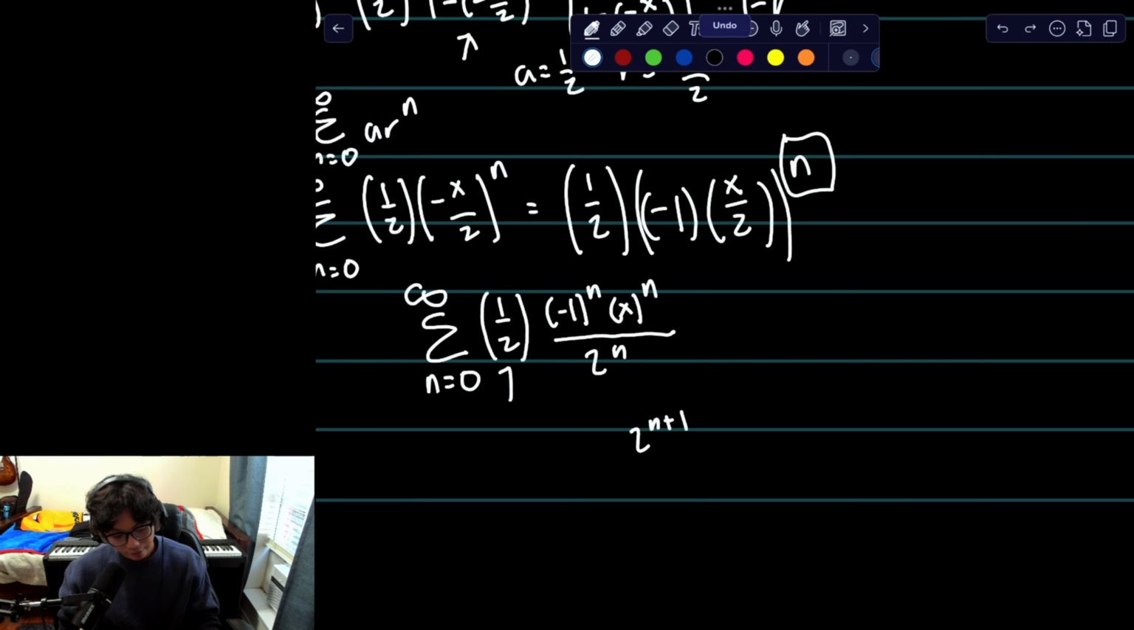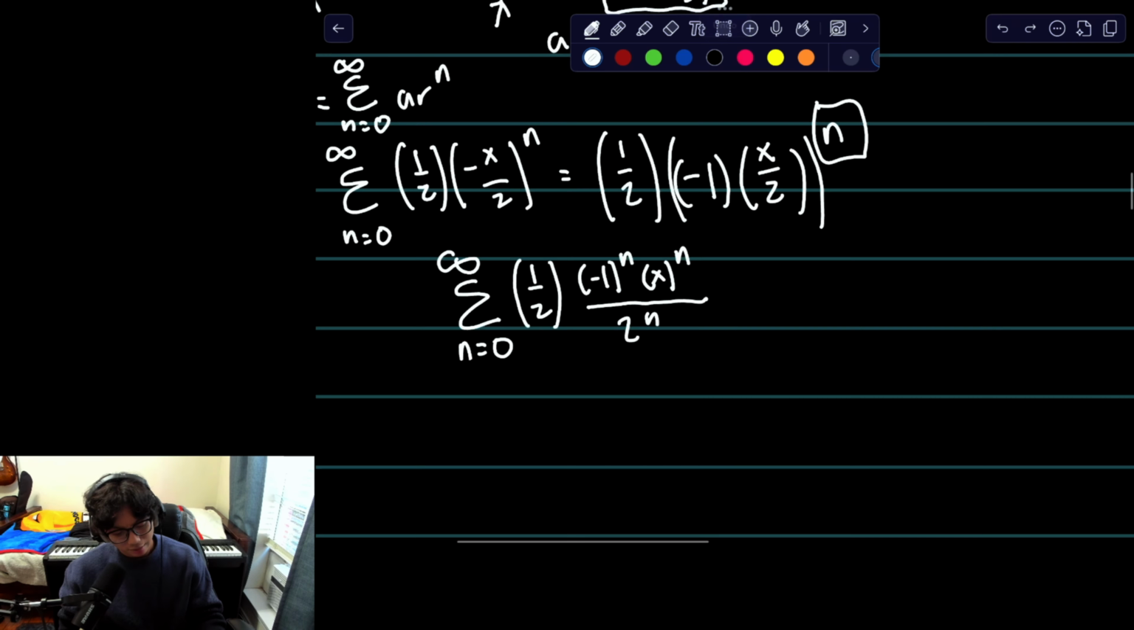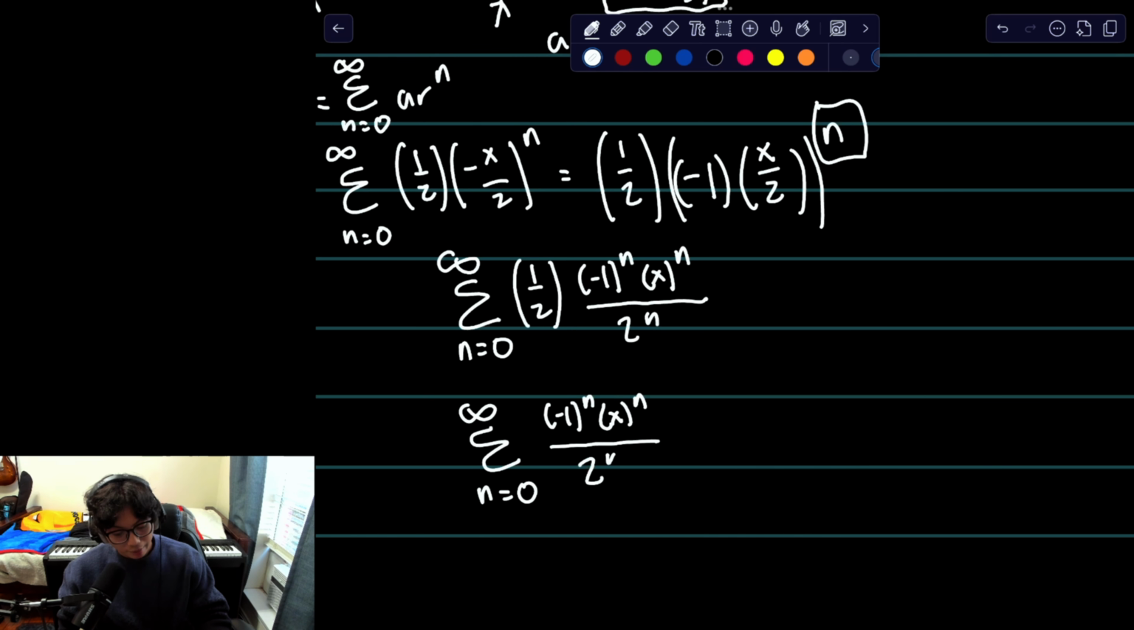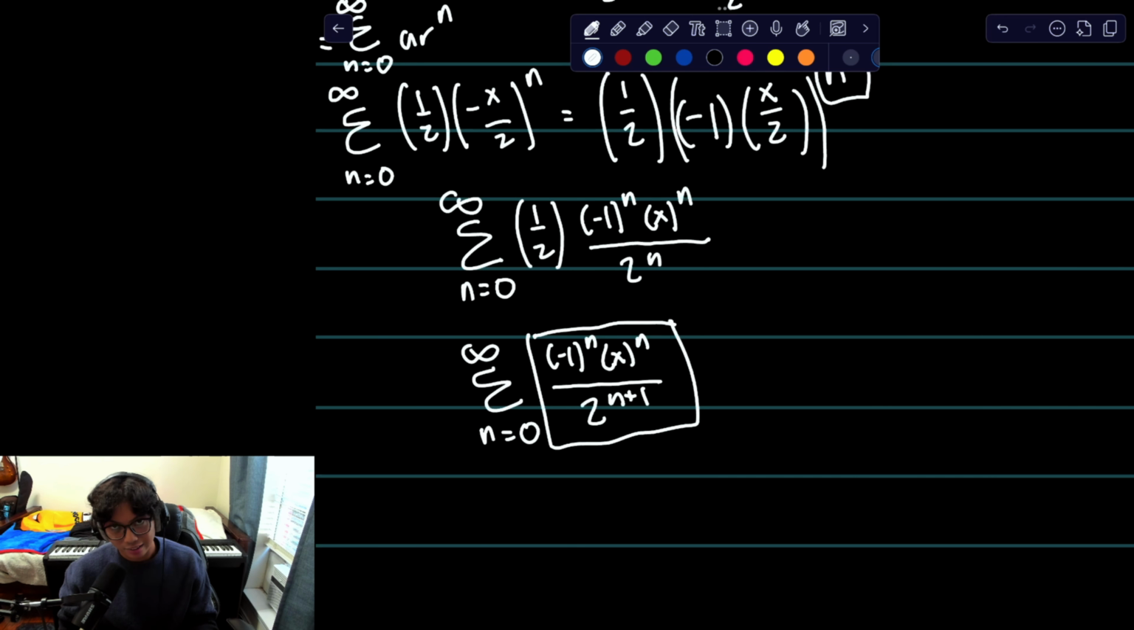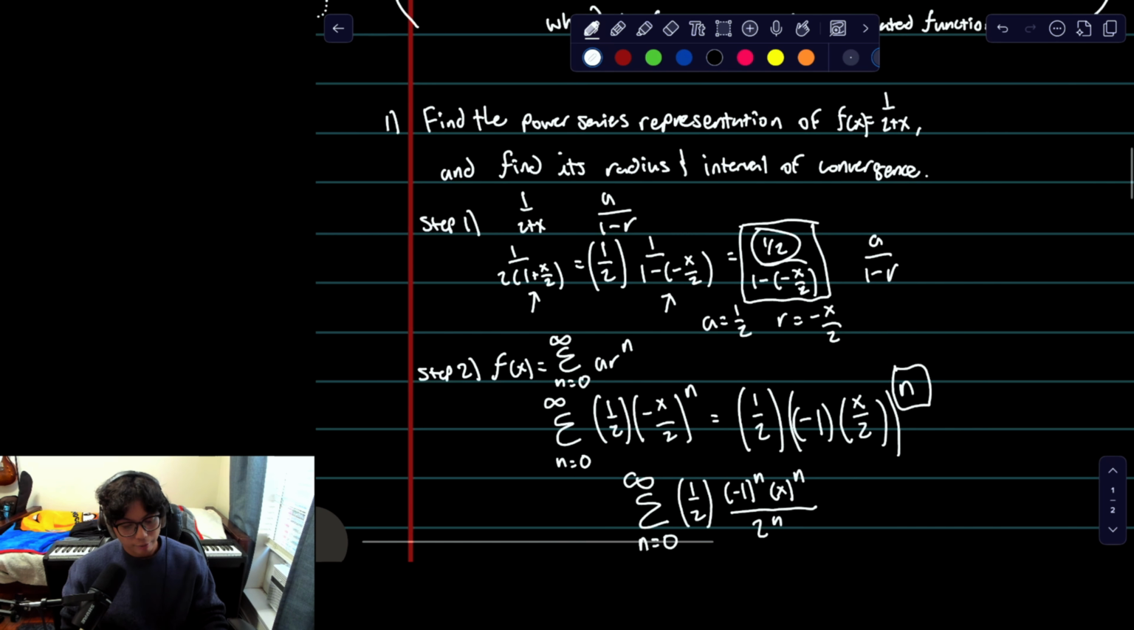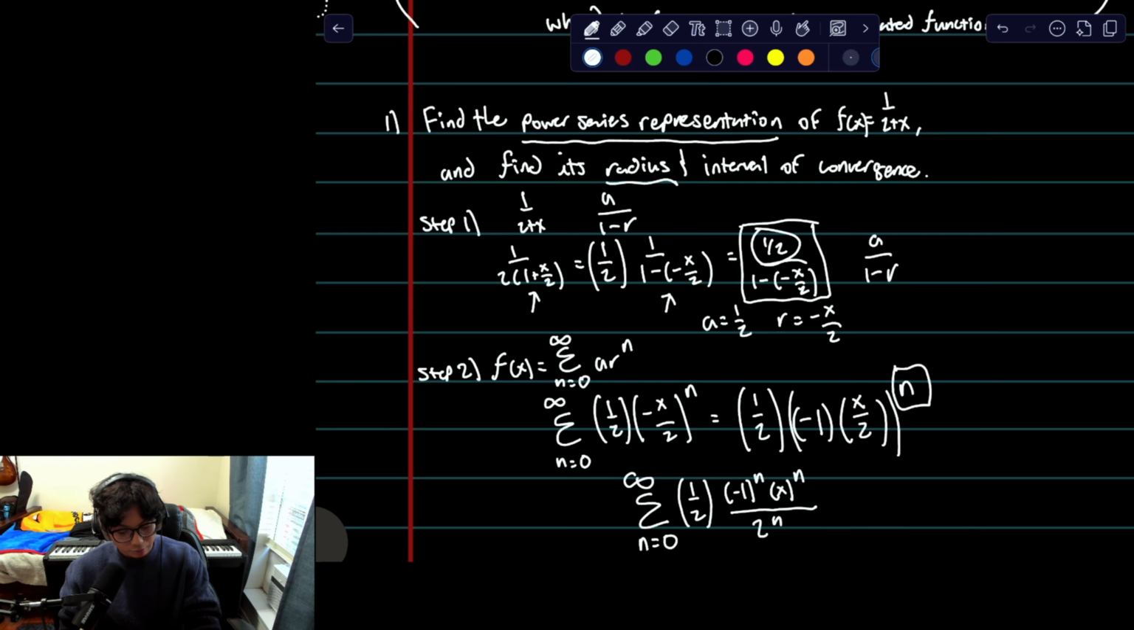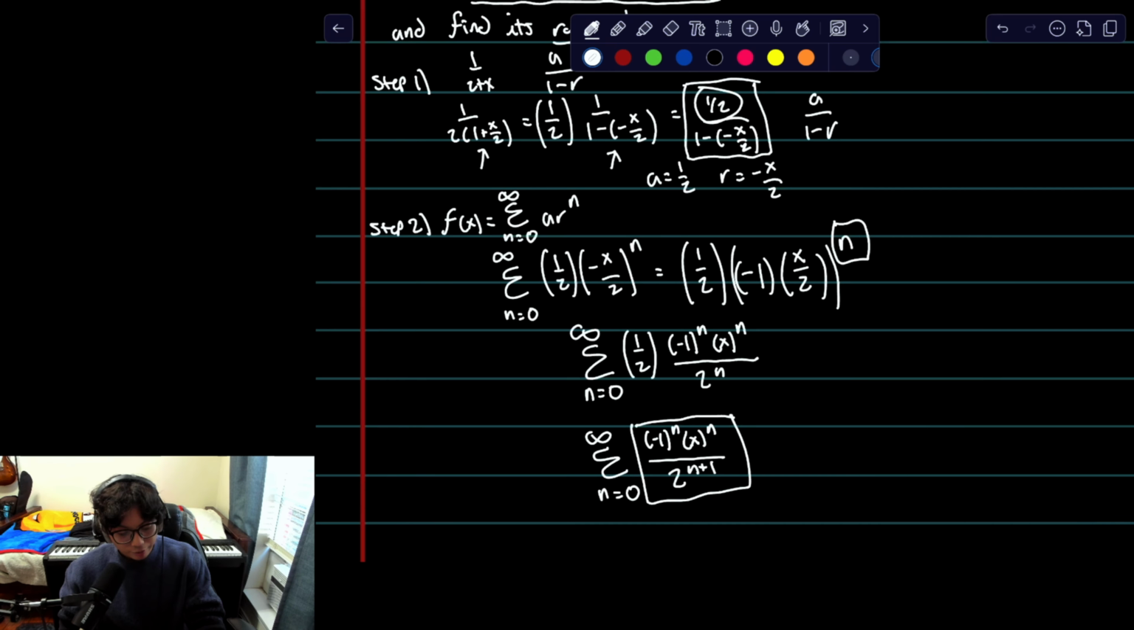So depending on your professor, I'm not sure how picky they are about that, but I think mine is. So just be safe and write this as the infinite series from 0 to infinity of negative 1 to the power of n times x to the power of n over 2 to the power of n plus 1. Sorry. Now are we done? No. We only found the power series representation, which is given here. So let's find its radius and its interval of convergence. Now we already found our radius, which was negative x to the power of 2.